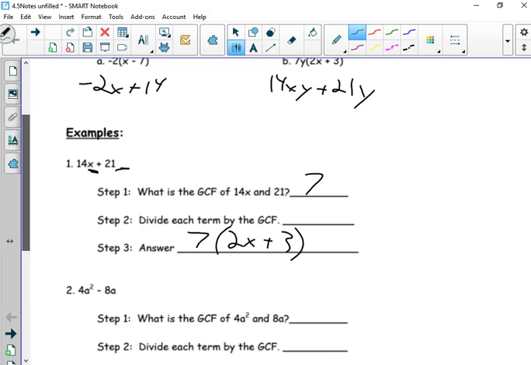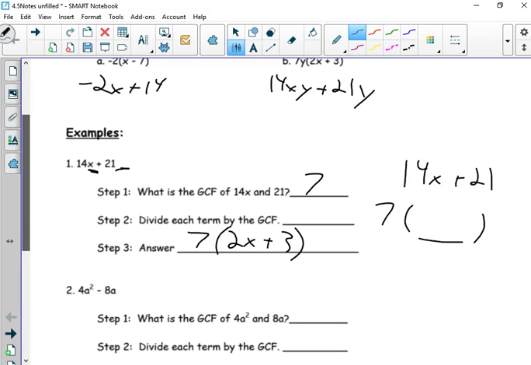So literally, all you do is, if I'm starting a problem like this, and I'm looking at it like this, I immediately just put parentheses underneath it. And then I put the GCF out here, and then I factor like we just did.